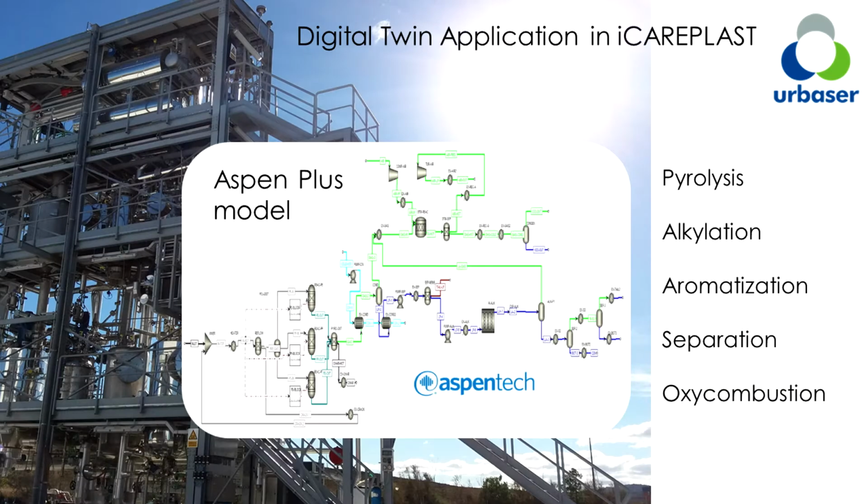In the iCAREPLAST project, a digital twin of Unbaser's pilot plant for plastics recycling has been designed. This digital twin has been developed using Aspen Plus software to model the pyrolysis, alkylation or aromatization, and oxycombustion processes. For this particular case, the composition of the plastics and the pressure and temperature conditions of the processes have been defined as input variables of the process.